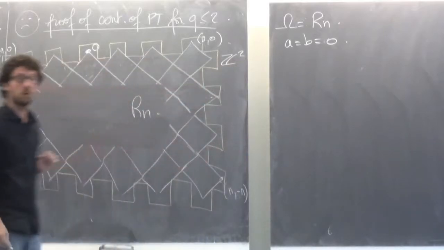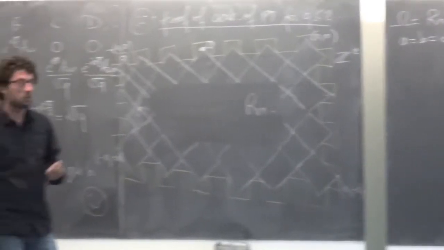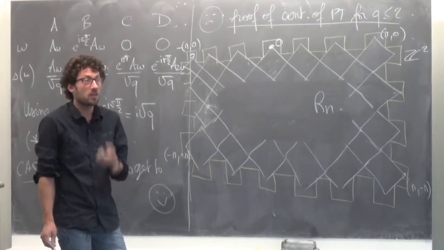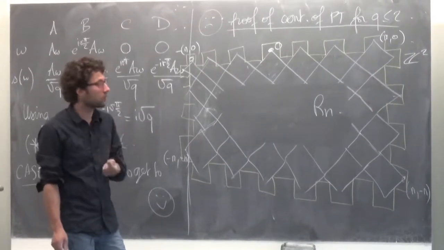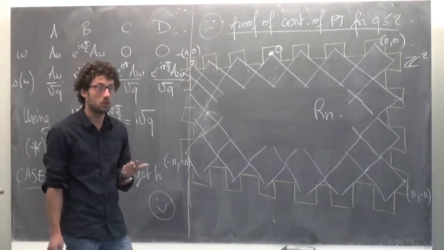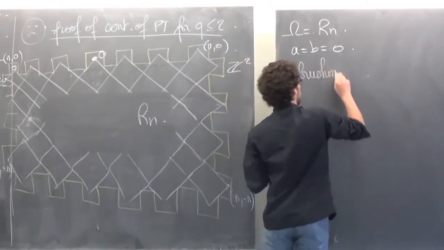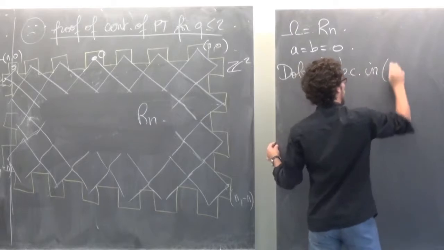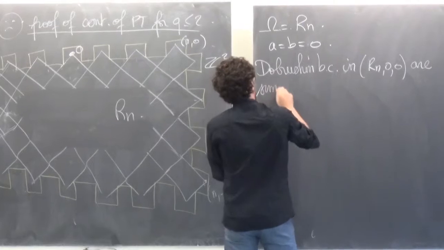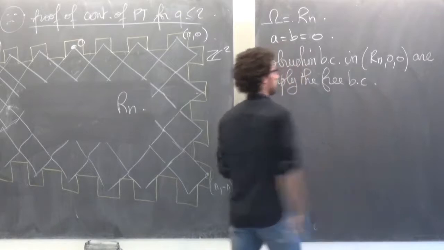So what are the Dobrushin boundary conditions in this context? It means I'm wiring the arc between B and A. But B and A are 0, so I'm just wiring one vertex. I'm not doing anything. So the Dobrushin boundary condition in this context is simply the free boundary conditions. So Dobrushin boundary conditions in Rn, 0, 0 are simply the free boundary conditions.